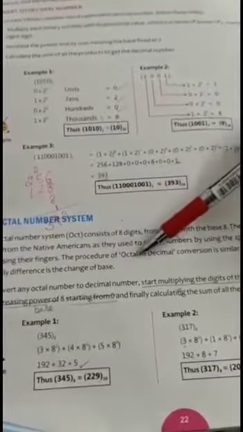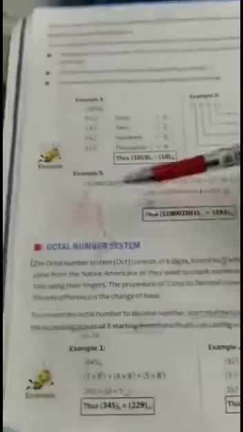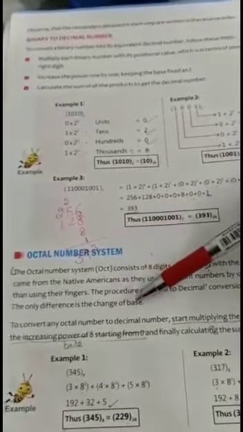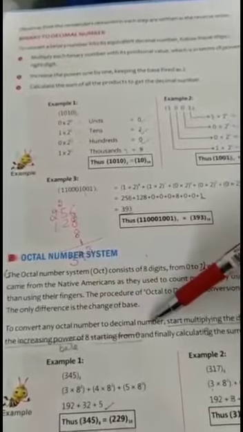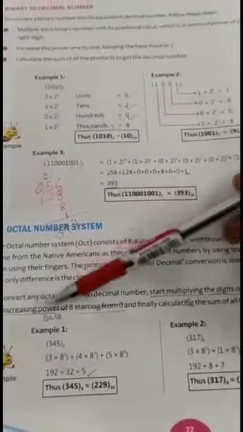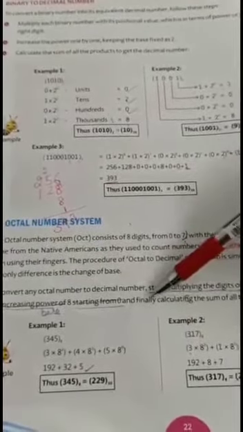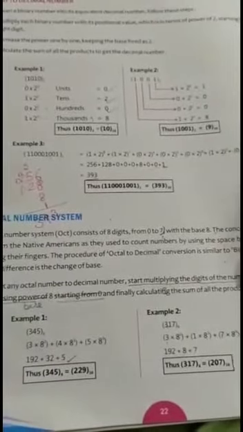The procedure of octal to decimal conversion is similar to binary to decimal conversion. The only difference is the change of base. To convert any octal number to decimal number, start multiplying the digits of the number from the right hand side with the increasing power of 8, starting from 0, and finally calculate the sum of all the products.